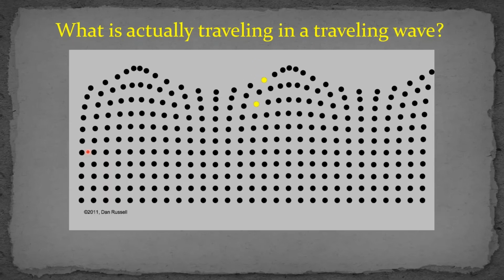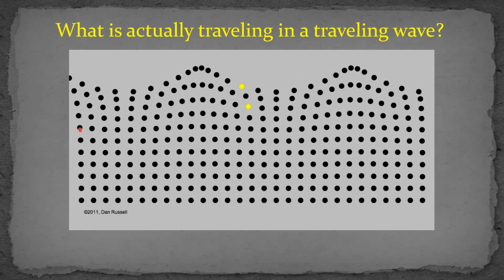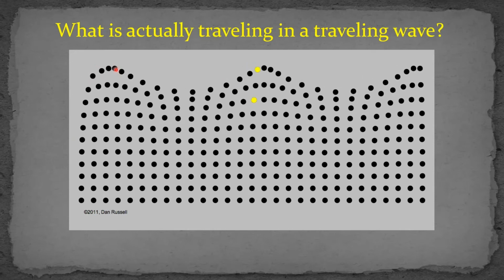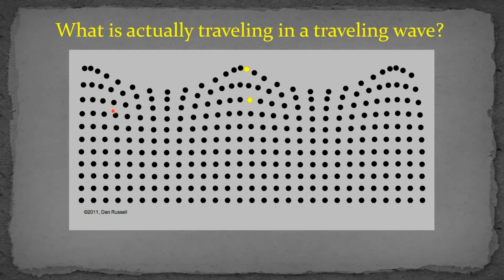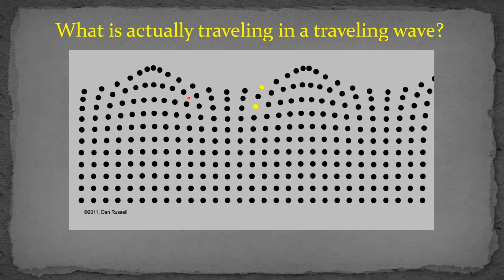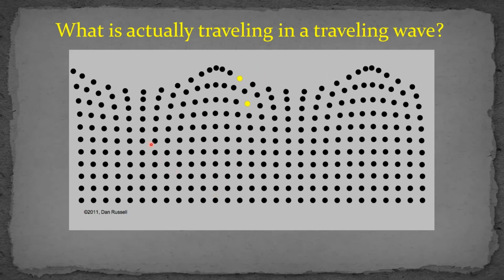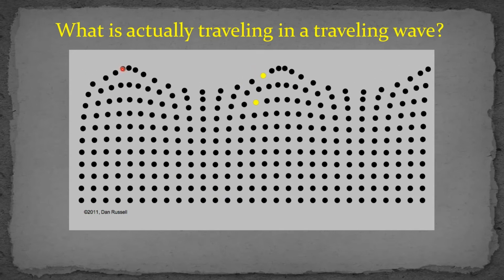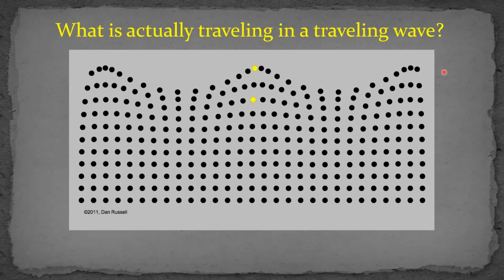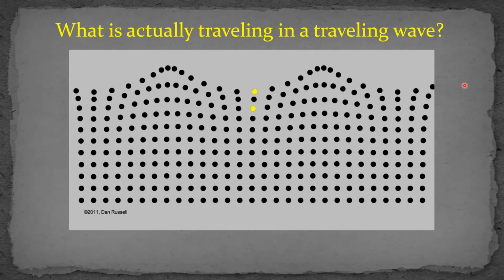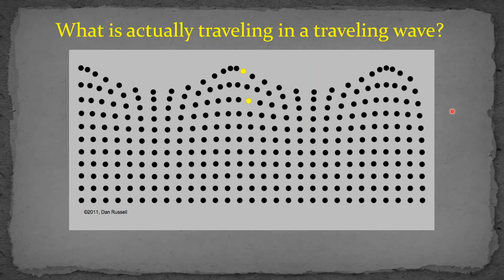Let's look at a different type of wave. Think of this as the surface of a large body of water, like the ocean. So this would be a surface water wave. Okay, we do have a traveling wave. Clearly, if you track one of these peaks, it's moving to the right, so it enters and then leaves. So something is clearly traveling.